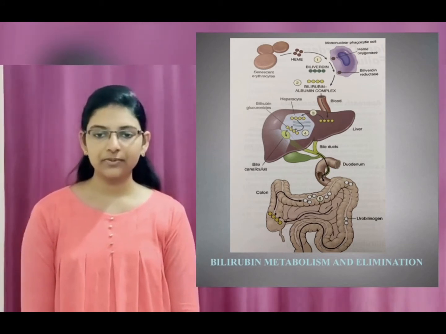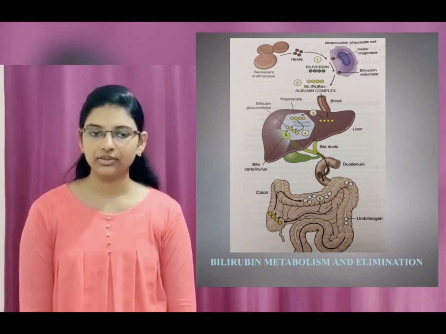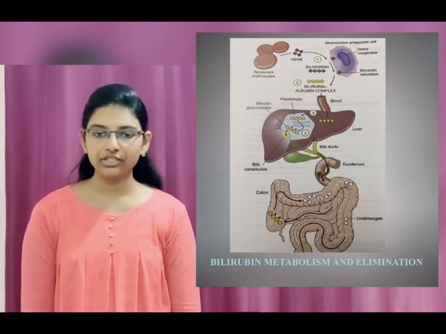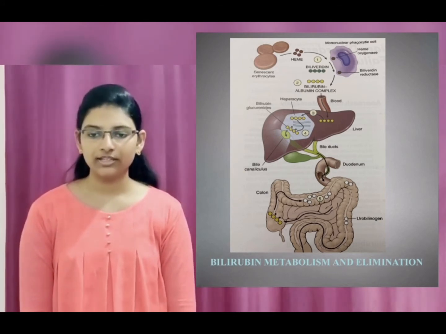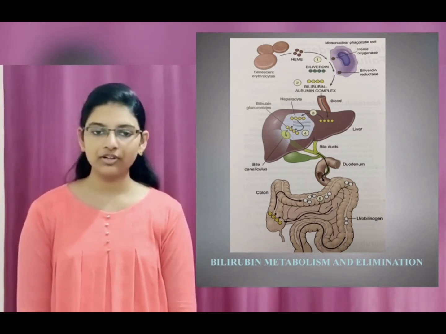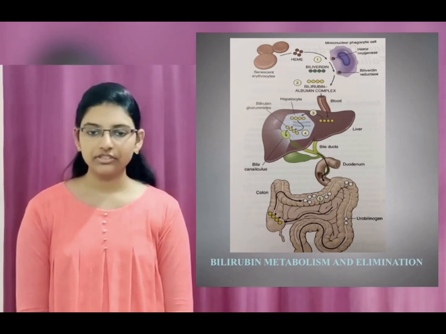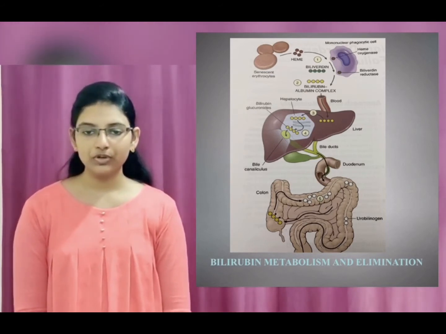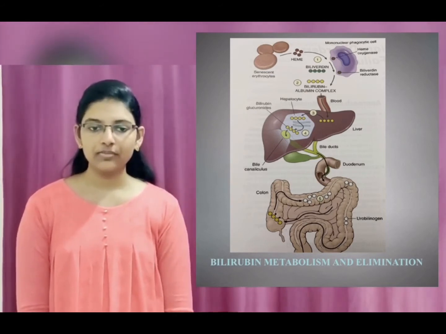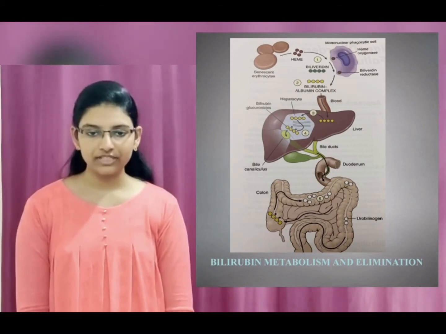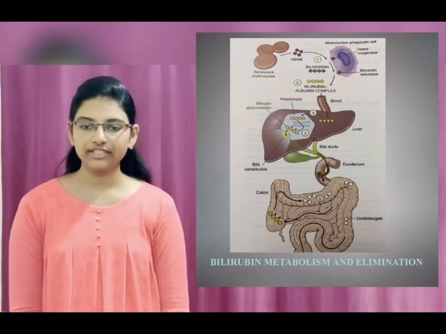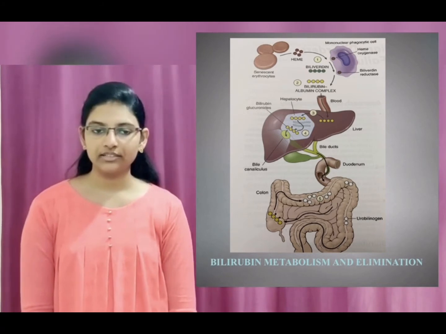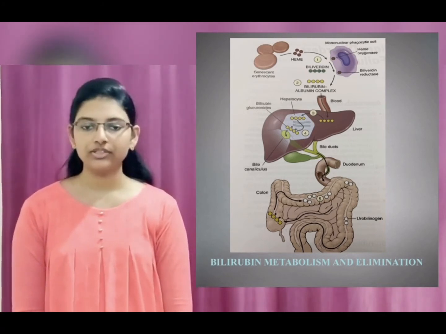Then it is transported through the biliary channels to the duodenum and from the duodenum to the colon. In the colon, there are a number of microorganisms that convert the bilirubin into urobilinogen and stercobilinogen. The majority of these are excreted in the feces as stercobilin, which gives yellow color to the feces.